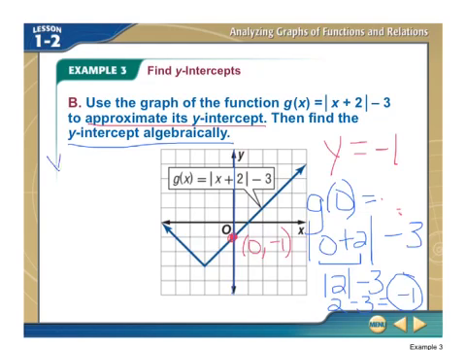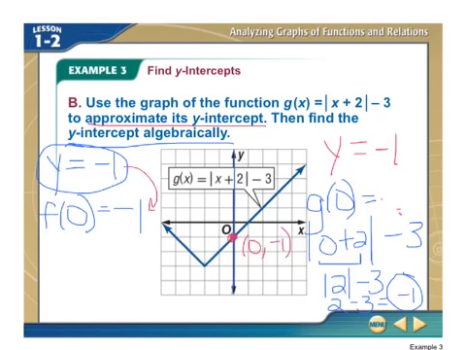So our estimate or approximate value for our y-intercept was y equals negative 1. And finding our y-intercept algebraically was plugging in 0 for x, evaluating that function, and we also got negative 1. Thus, our answers matched. We both got a y value of negative 1. So that is our solution.